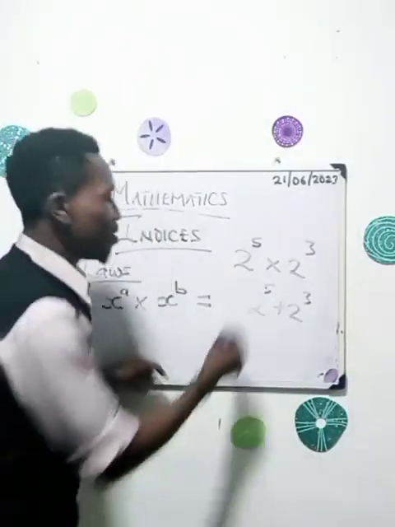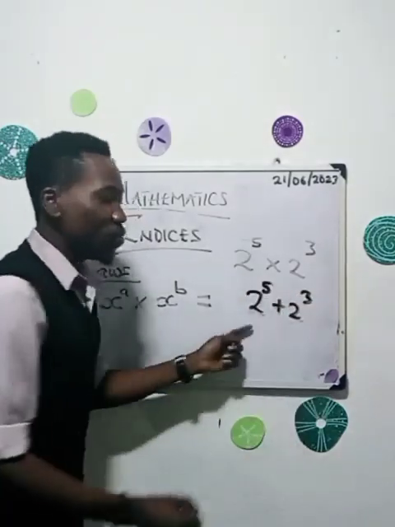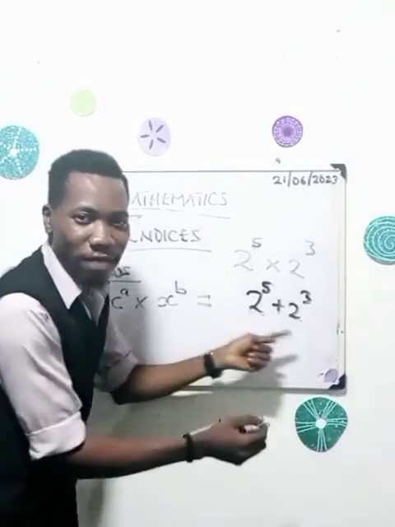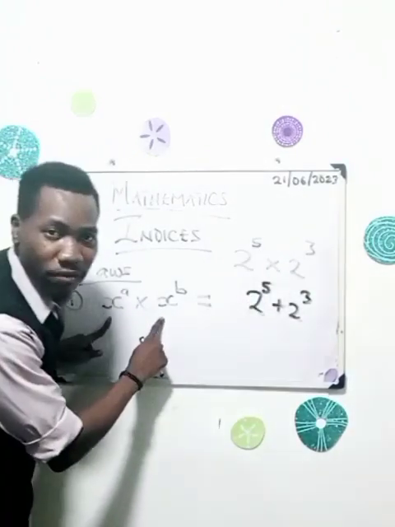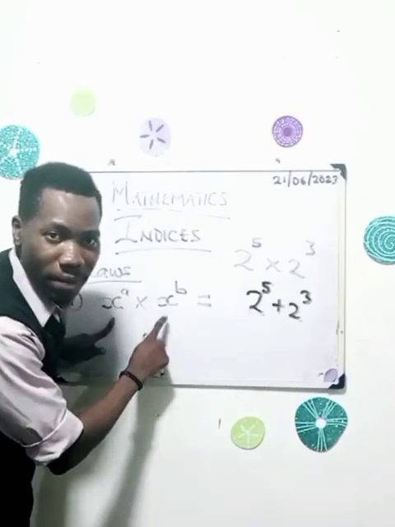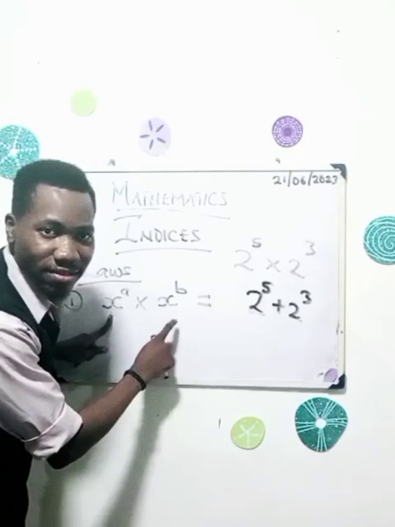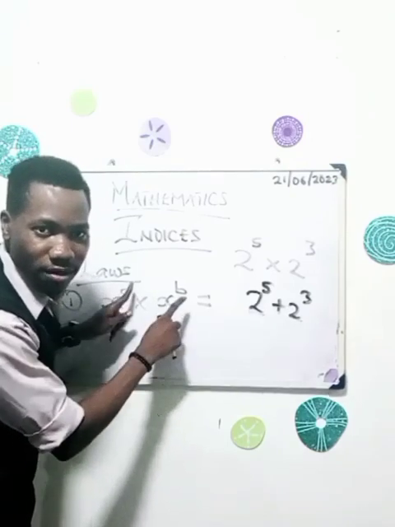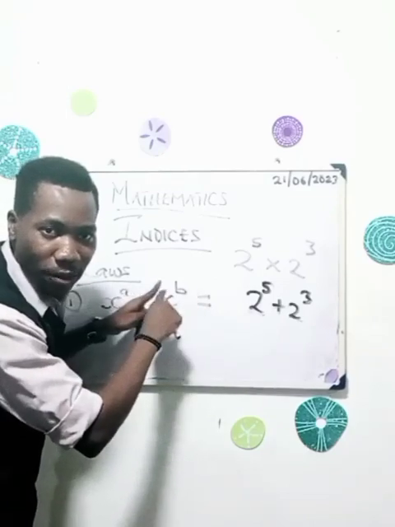So we have 2 raised to power 5 plus 2 raised to power 3. You won't say, okay, the rule says when we have this that we add the power. No, this is different from this one. The rule says when you have a multiplication of two numbers and the bases are the same, what you do, this is called the base and this is called the power or the index, is add up the powers.